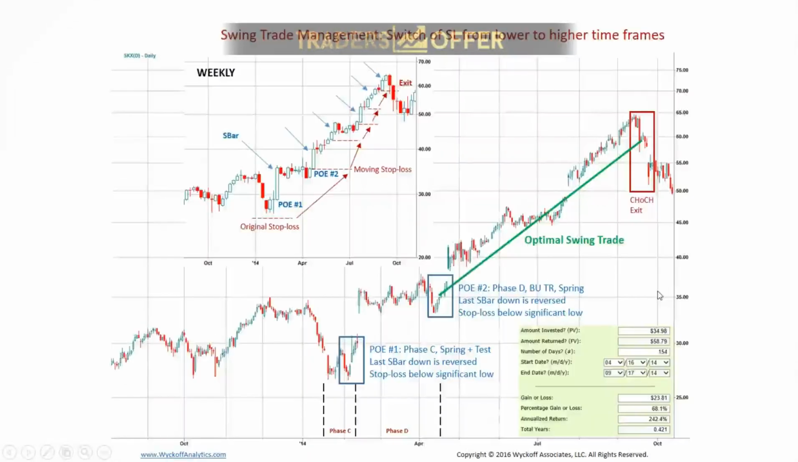Okay, so let's talk about the switch technique. The main idea behind the switch is that, if you are analyzing a stock and you came to the conclusion that this stock is going to outperform the market and it's going to outperform the peers, one of the ideas is to maximize the profit as much as possible.